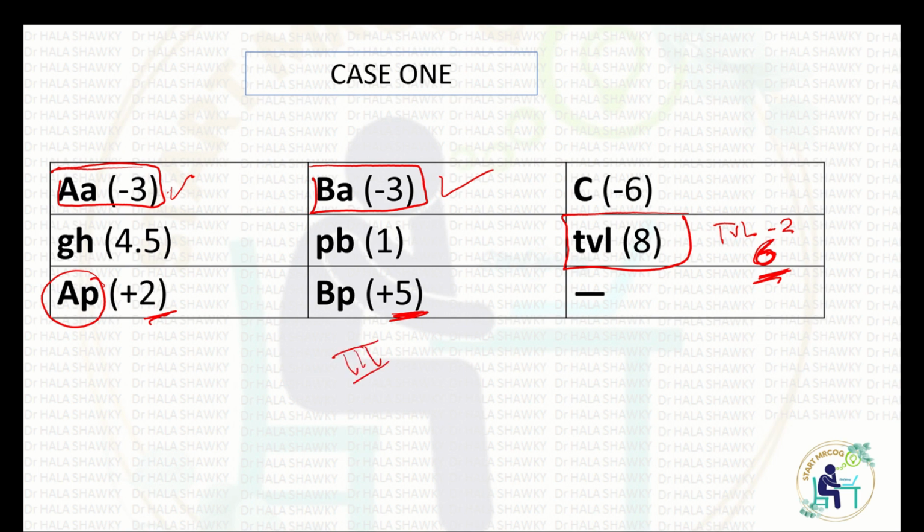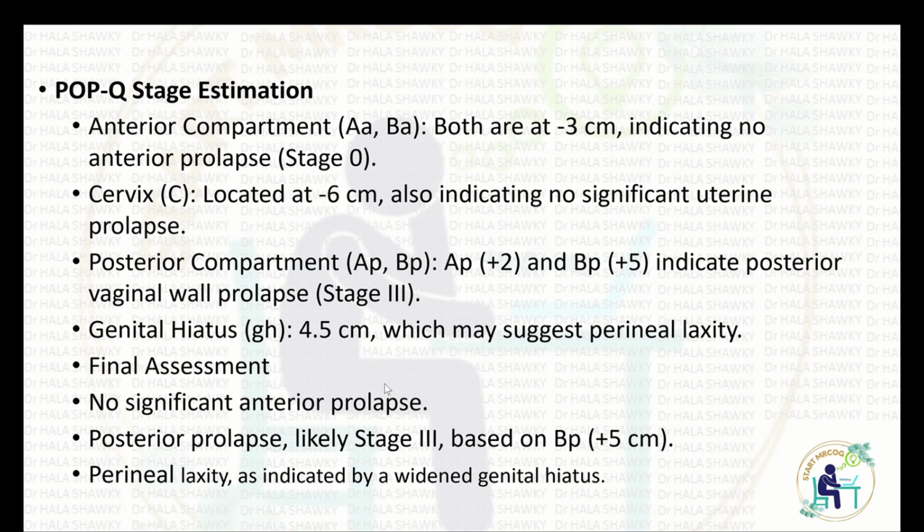Coming to point C, which is -6, equal to the minus total vaginal length -2, so it is in normal position. Genital hiatus is 4.5. The normal is between 2 to 3 cm, which means it is wide. The perineal body is 1. The normal is between 3 to 5, and here the minimum is 3, so it is considered a weak perineal body. So the final diagnosis will be posterior vaginal wall prolapse, stage 3. And here is the detailed answer.